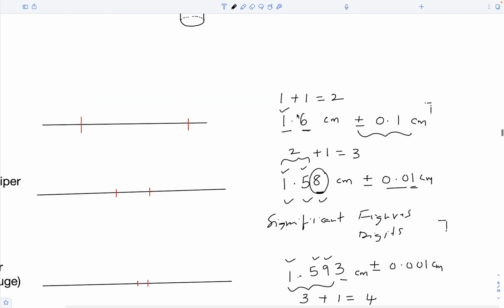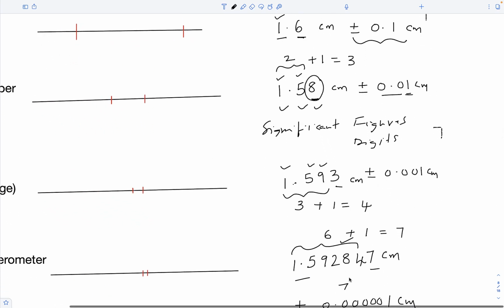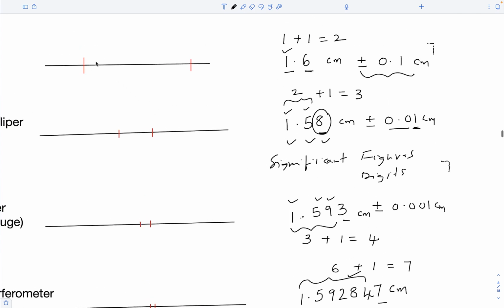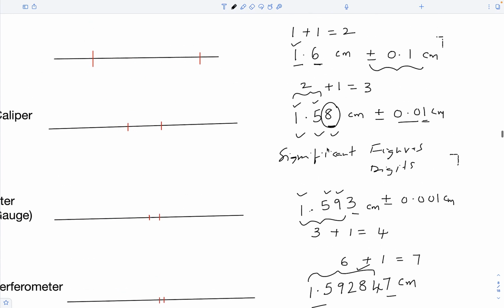So as we go from this measurement to this measurement, the number of significant figures are increasing and the range of uncertainty is decreasing, or the precision or the exactness of the measurement is increasing. So significant figures indicate the exactness or the sharpness or the precision of the measurement. The more the number of significant figures, the more the precision of the measurement is.